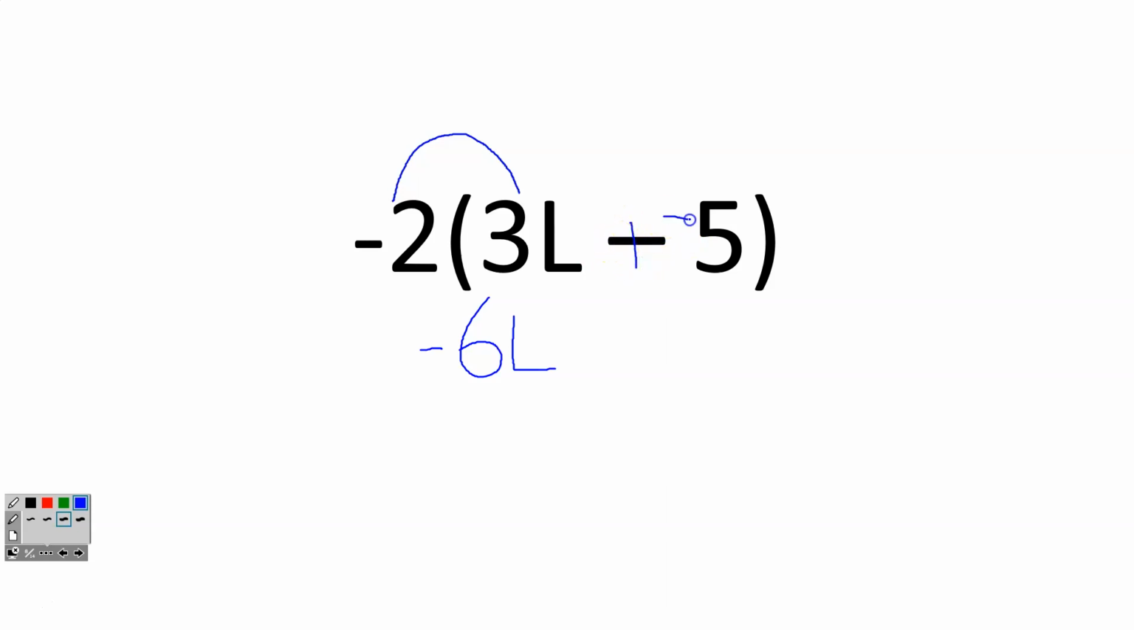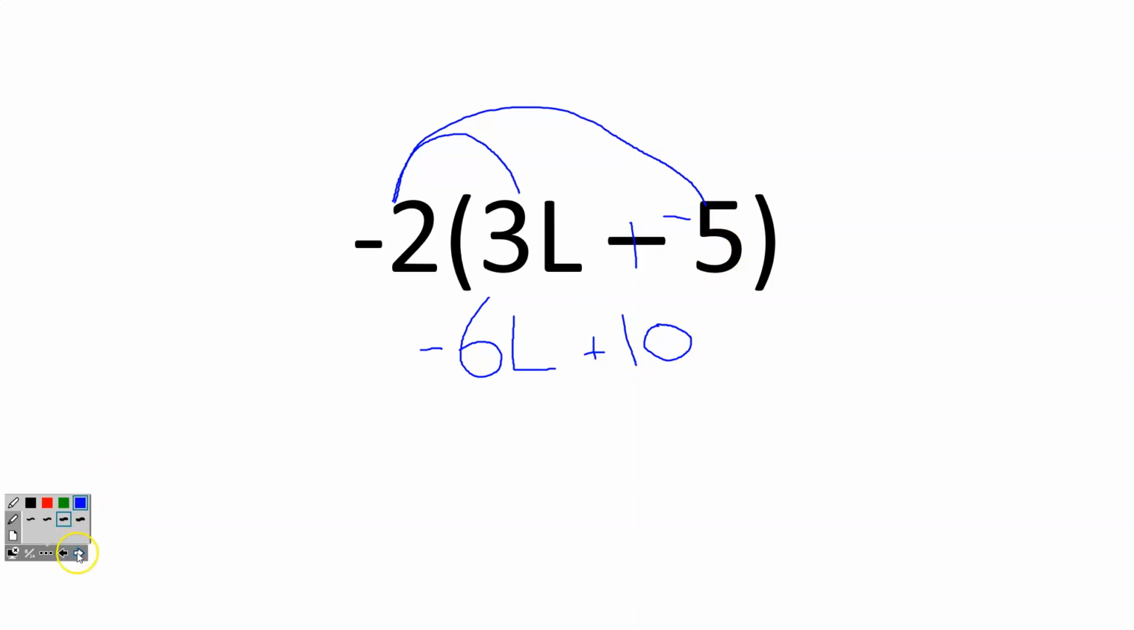So I'm going to make sure to use my superpower and my consequence, because now I have a negative 2 times a negative 5. A negative times a negative is a positive. 2 times 5 gives me an answer of 10. So to simplify this expression, my answer would just be a negative 6L plus 10. So again, remember to use your superpower and your consequence. Doing this really helps people remember what to do, and it will also allow for fewer mistakes.